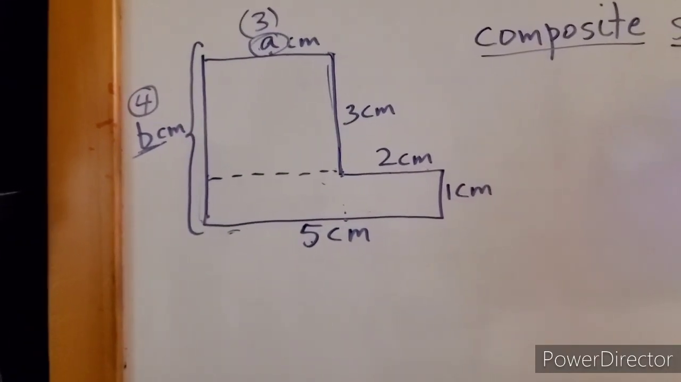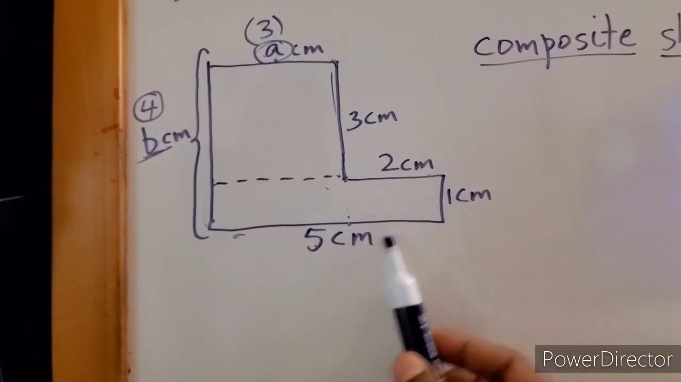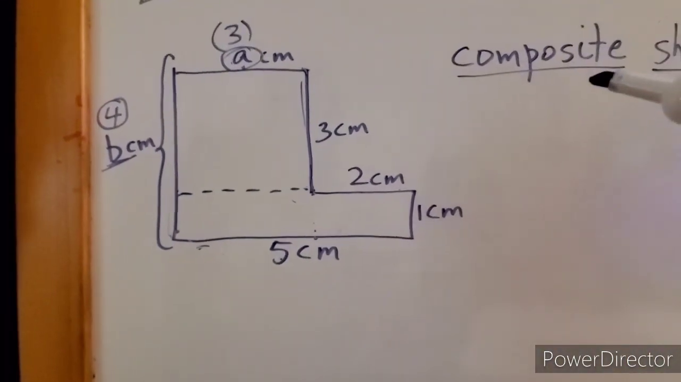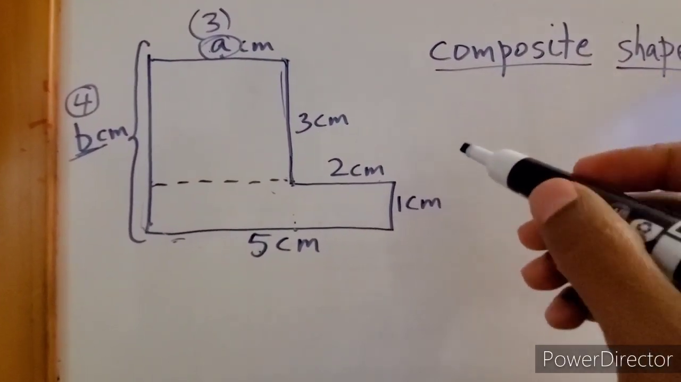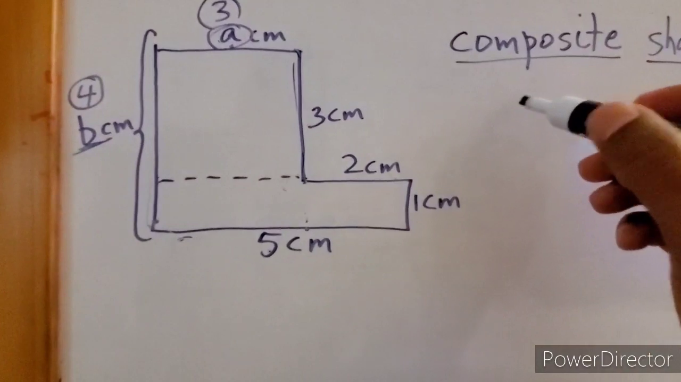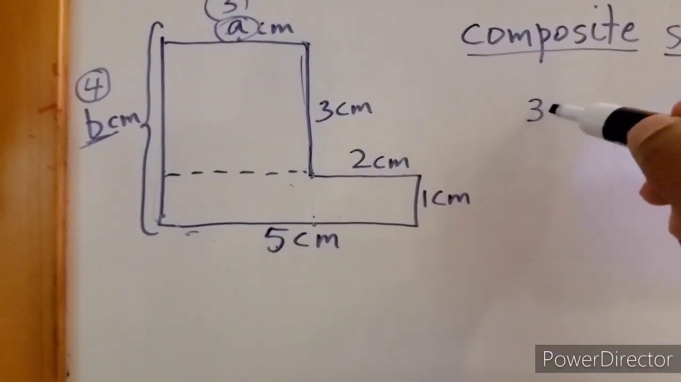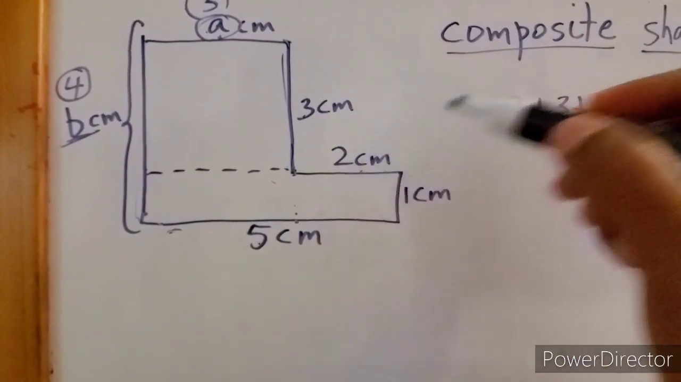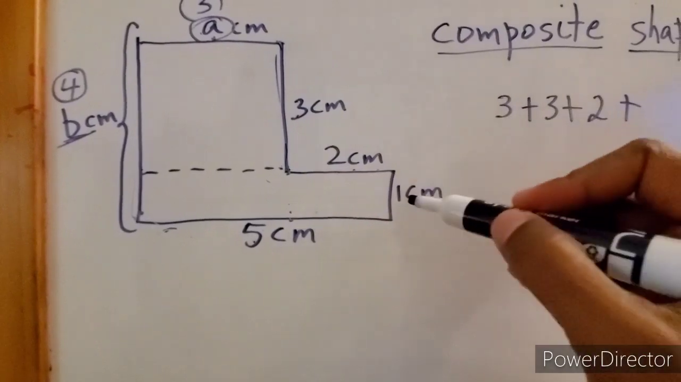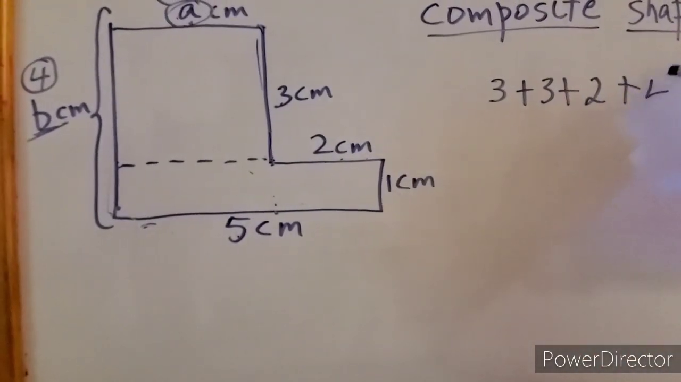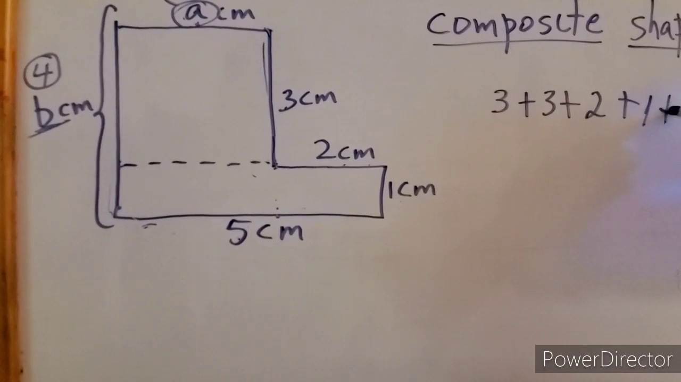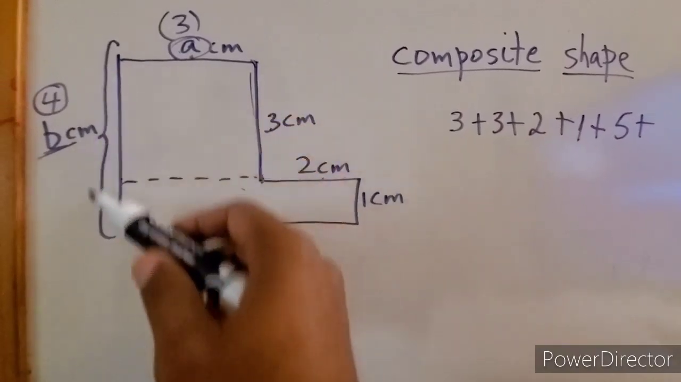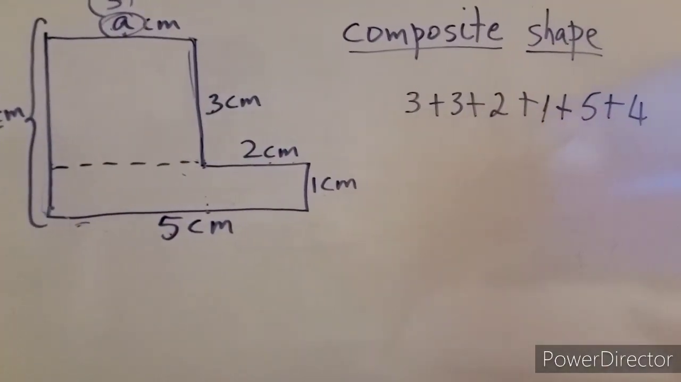Let's go ahead and find the perimeter of this composite shape all the way around. Remember, the perimeter is the distance around the object, okay? Let's go ahead and find the perimeter. So let's start from the top where A is 3. So 3 plus 3 plus 2 plus 1 plus 5 plus 4, and that will end it right there.